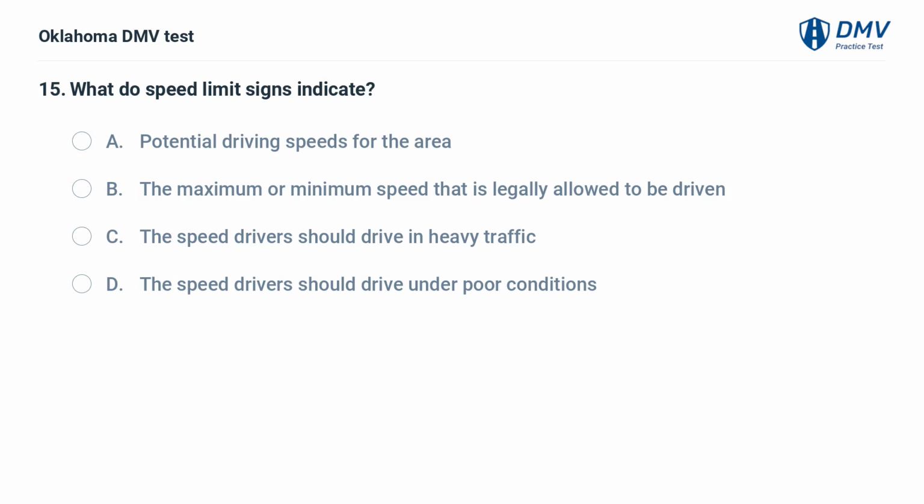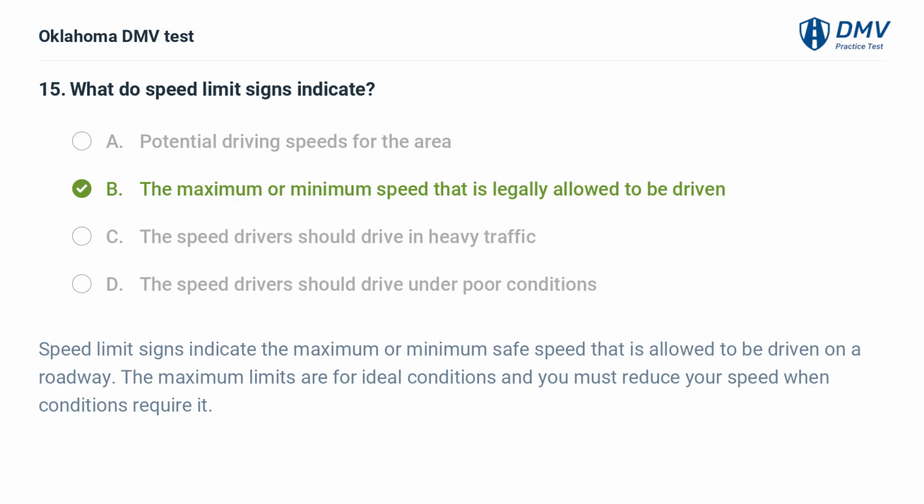What do speed limit signs indicate? A. potential driving speeds for the area. B. the maximum or minimum speed that is legally allowed to be driven. C. the speed drivers should drive in heavy traffic. D. the speed drivers should drive under poor conditions. B. the maximum or minimum speed that is legally allowed to be driven.